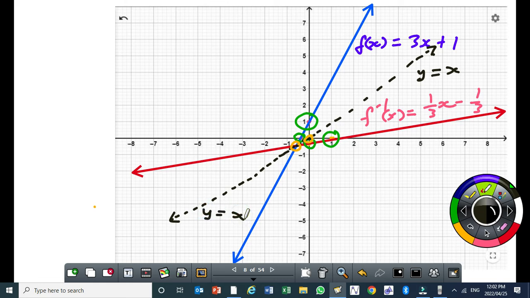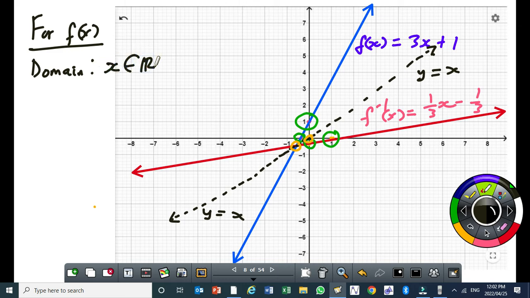Then we need to know what is the domain and what is the range of both functions. So the domain of f of x is going to be x is an element of real numbers, because we are starting from minus infinity all the way up to positive infinity. For the range, we are also starting from minus infinity all the way up to positive infinity. So it will be y is an element of real numbers. That's for the original function f of x.